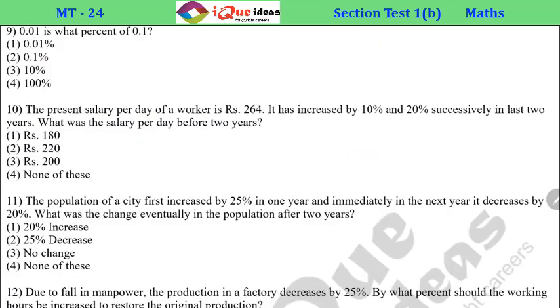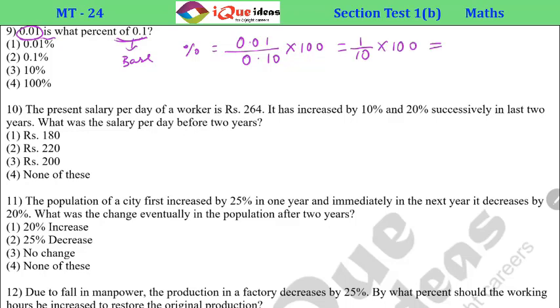Now, this question says 0.01 is what percentage of 0.1. Now, whatever comes after 'of' becomes the base. So this is the base and 0.01 is the component. So the percentage will be equal to 0.01 divided by 0.1 into 100. Right? So 0.01, if you remove decimal, it will look like 1 by 10 into 100. So it is eventually 10%. Right? You have to be very careful, whichever quantity comes after 'of' goes in the denominator. Okay. So here the answer would be third option, that is 10%.